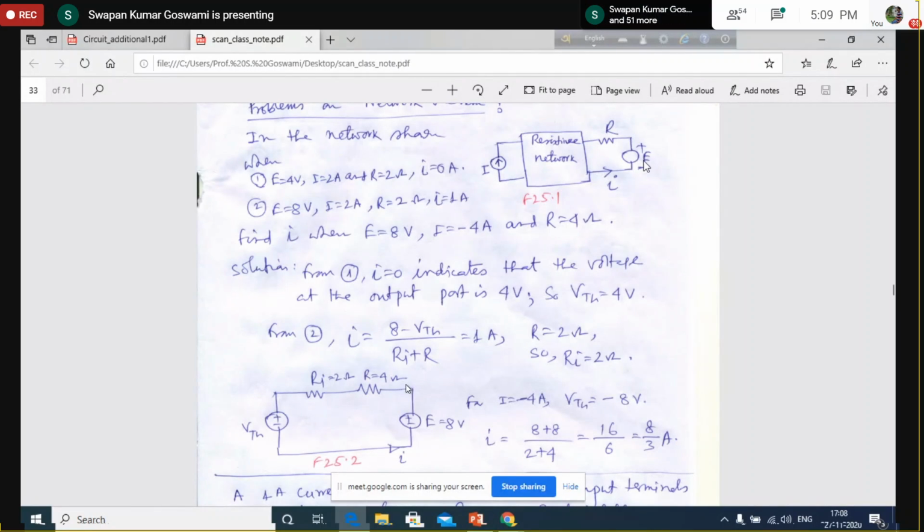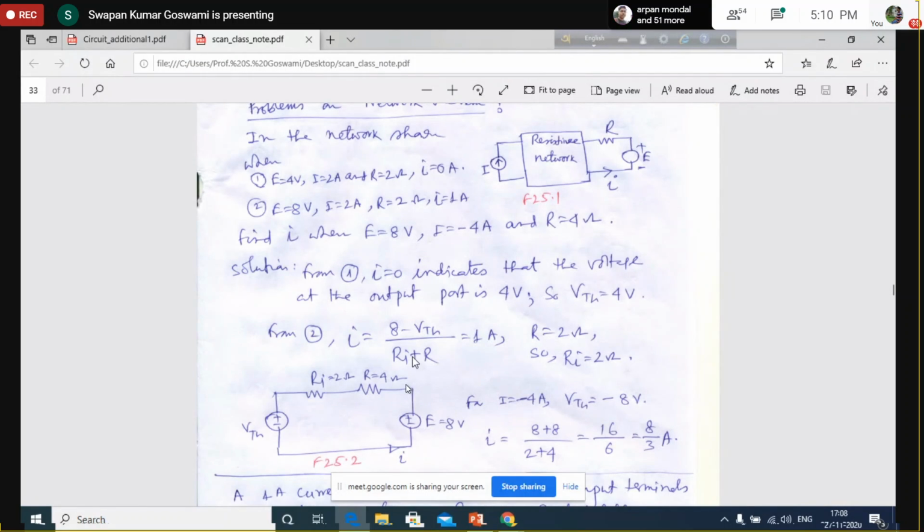So it is 8 volt minus, what is the voltage here? It is V Thevenin. So 8 volt minus V Thevenin divided by this external resistance R plus series resistance here, that is equal to Ri. So 8 volt minus 4 volt divided by R plus Ri, that is equal to 1 ampere. This is a condition given. We have actually used this condition to write this expression.